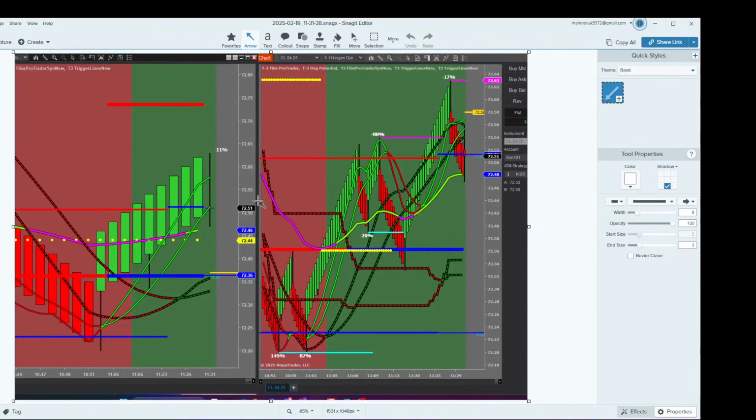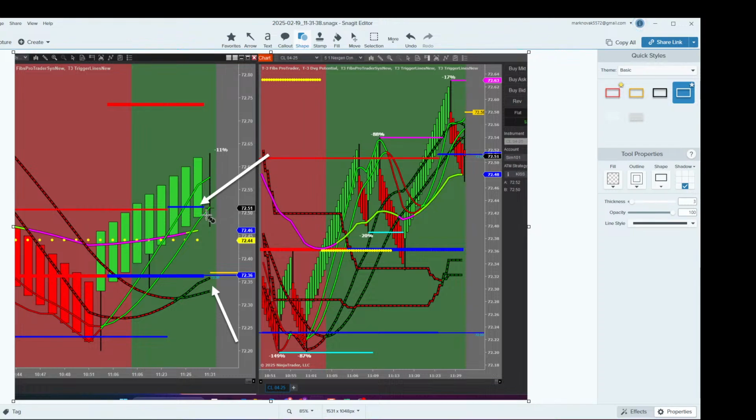Show you guys a cool little pattern here. When price reaches Fibonacci and the large triggers are below the reversal bar marker, this is what we call the gap theory.